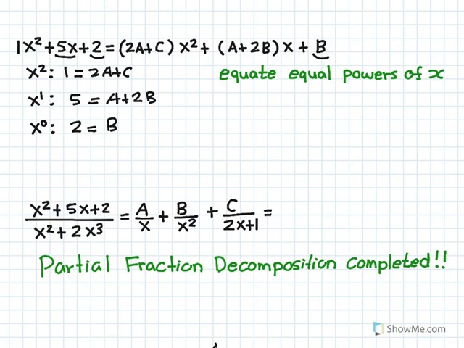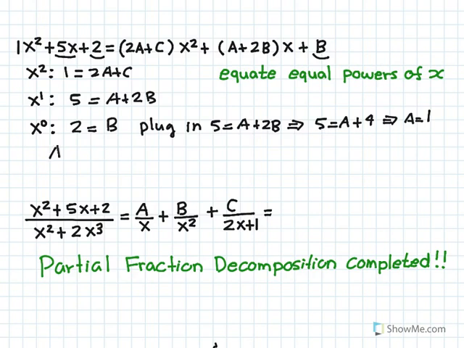So let's plug b equals 2 into the second equation. 5 is equal to a plus 2b. What we get is 5 is equal to a plus 4, 2 times 2. Solving for a, we get a is equal to 5 minus 4, which is 1.